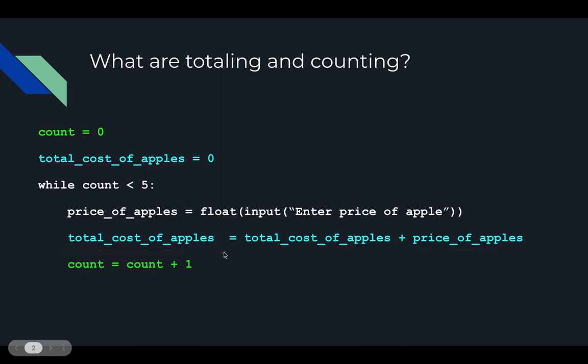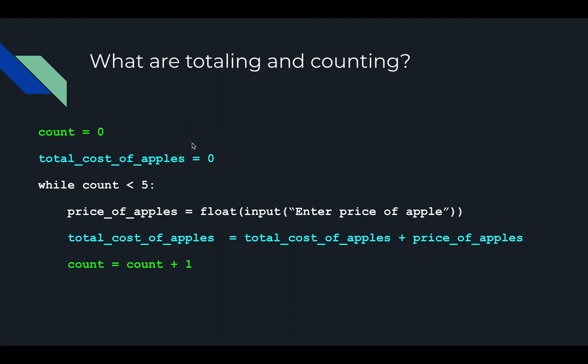So for example, the first time, we're starting out with total cost of apples equals 0. The first time, if someone enters $5.99 right here for price of apples in this input, we're going to add $5.99 plus 0, which is the current total cost of apples, and that'll get stored. That'll become total cost of apples. So now total cost of apples will be equal to $5.99.